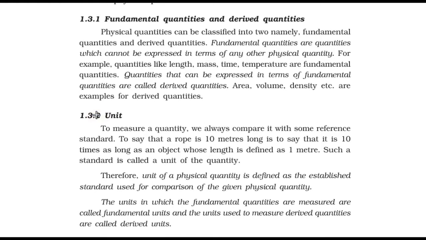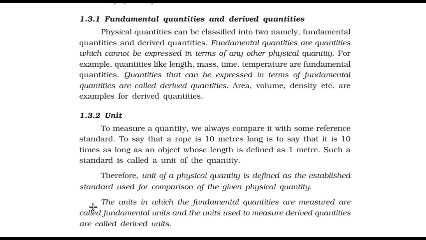To measure a quantity, we always compare it with some reference standard. For example, a rope is 10 meters long. We could say it is 10 times as long as an object whose length is defined as 1 meter. Such a standard is called a unit of quantity. Therefore, we can define a unit: the unit of a physical quantity is defined as the established standard used for comparison of the given physical quantity.